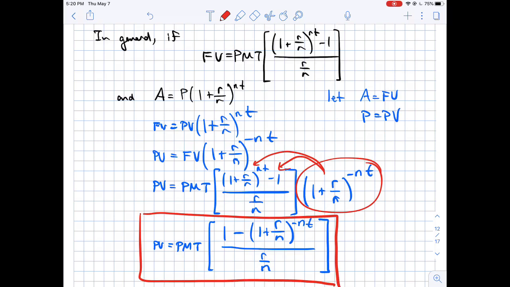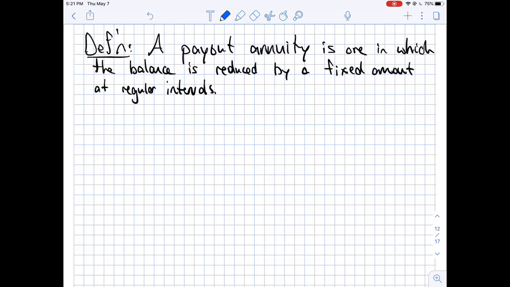Okay, and what we're going to look at next is called a payout annuity. All right, and a payout annuity is going to work primarily with present value. So right off the bat, for a payout annuity, what I want you to think about is something like a retirement fund. So you put all this money in over the years, but at the end you're going to be taking money out of the retirement fund to pay yourself to live off of. So this is going to be called a payout annuity.